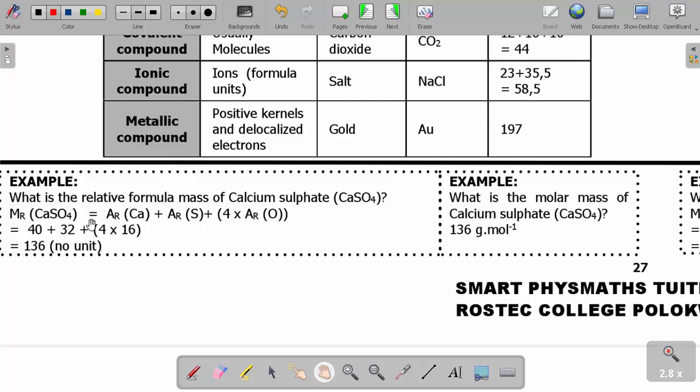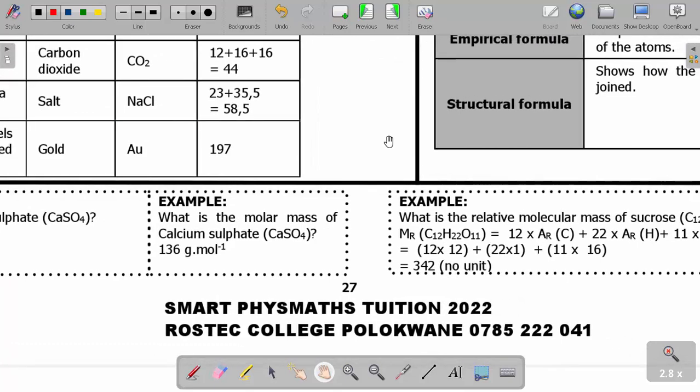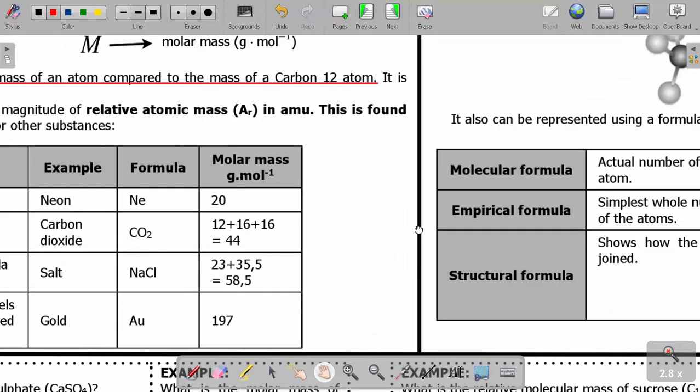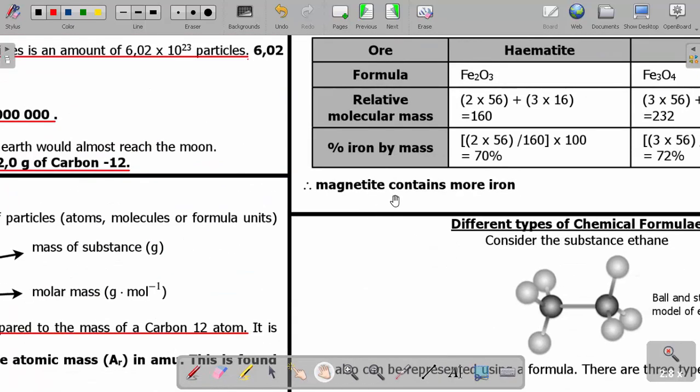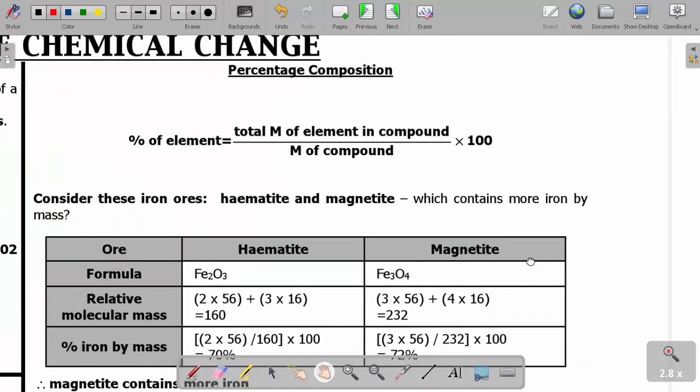Now, because the question was about the relative formula mass, we don't have a unit here. However, if the question says what's the molar mass of calcium sulfate, then it's the same as this 136, but it must be measured in what? In grams per mole. Hope we are together. Let us proceed. I'm sure by the end of this video you'll be fine with the quantitative aspects of chemical change. Just sit back and listen and watch.